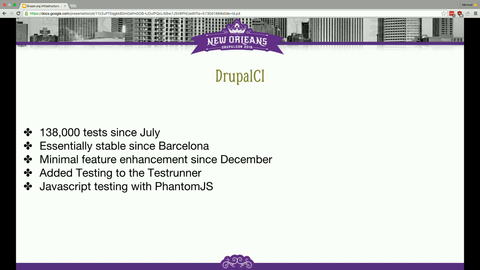So, we've run 138,000 tests since July. We've had Drupal CI, which is our new testing infrastructure that's replaced qa.drupal.org. Essentially stable since Barcelona, 138,000 tests since July, minimal feature enhancements since December. We've added testing to the test runners, and we've got JavaScript testing now working with Phantom.js, as that was a core maintainer request. Drupal CI is a really cool project for the Drupal community and has really enabled Drupal 8 to come over the final mile.